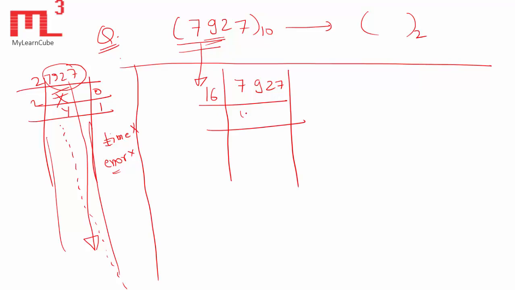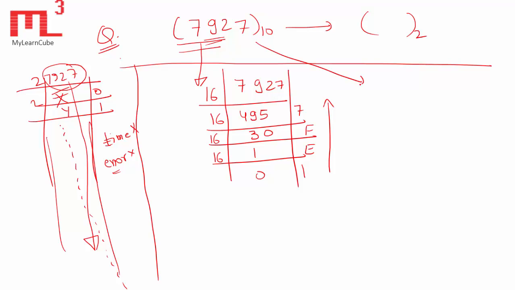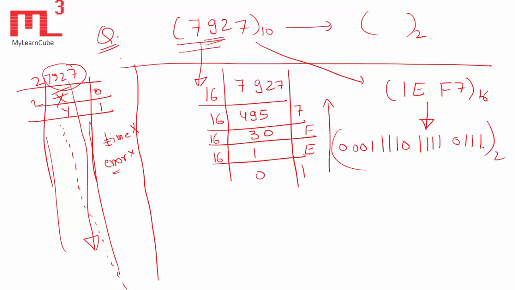Dividing by 16 gives 495, remainder 7. Then 16 gives 30, remainder F. Then 16 gives 1, remainder E. Then 16 gives 0, remainder 1. This is equivalent to 1EF7 in base 16. This is very easy to convert into binary. 7 in binary is 0111, F is 1111, E is 1110, and 1 is 0001. Done. This is the answer.